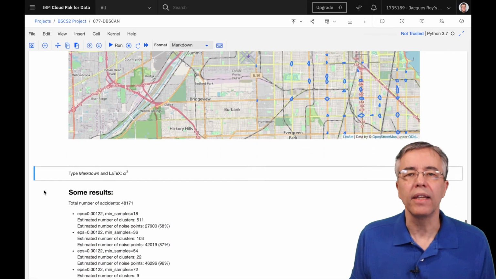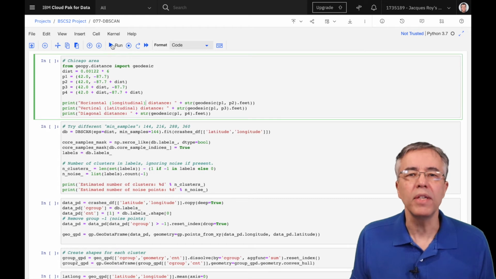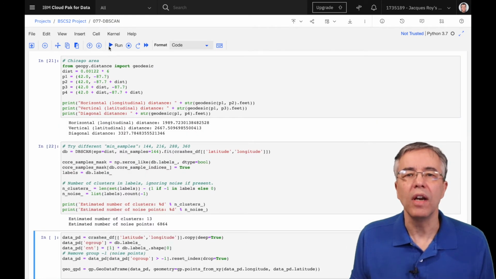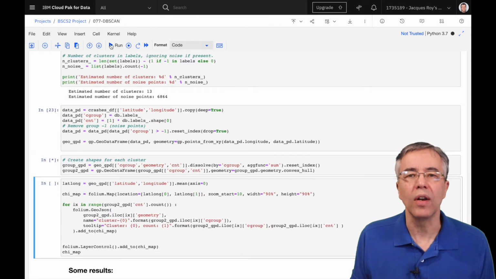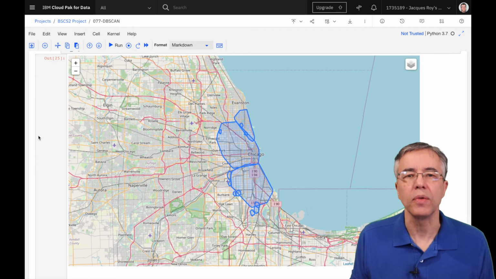Let's see if we can get different insights if we increase the distance to around half a mile, based on the latitudinal distance. Using this new distance and a min samples of 144, we end up with 13 clusters and only 40% of the accidents were considered noise. It's worth taking a look at the clusters on a map. Surprisingly, we see clusters within clusters. Looking at the clusters, it's obvious it's not what we want. We need to try other min samples values.